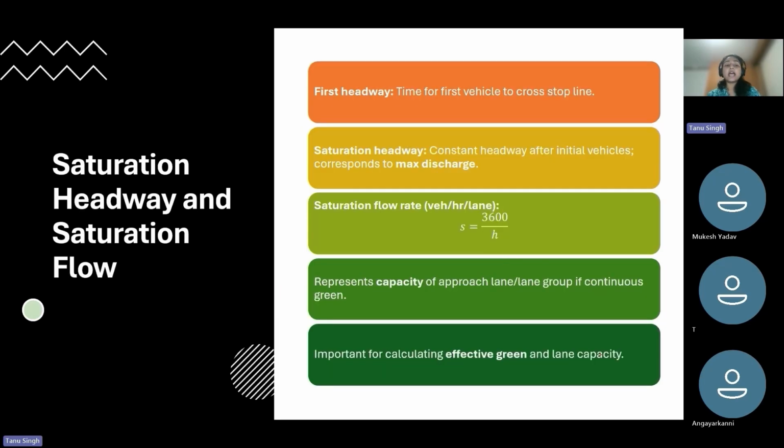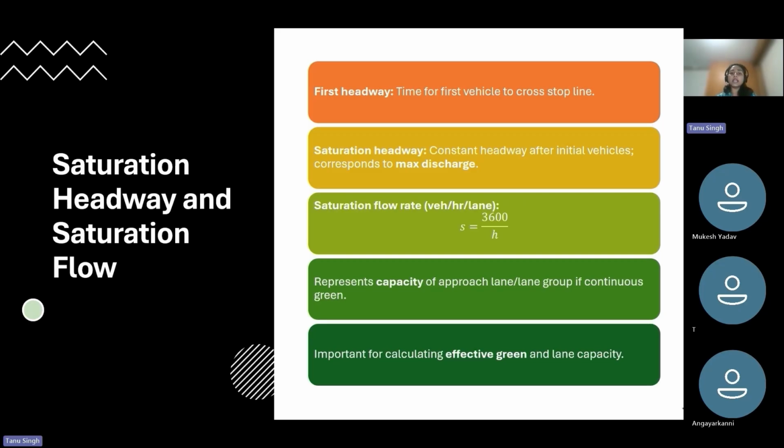So first is the saturation headway and saturation flow. The time for the first vehicle to cross the stop line is the first headway, whereas saturation headway is a constant headway after the initial vehicle that corresponds to the maximum discharge. The first vehicle, as I mentioned, takes a bit longer to cross, so that is termed the first headway. But as more vehicles follow, the headway decreases and eventually stabilizes to a constant value.